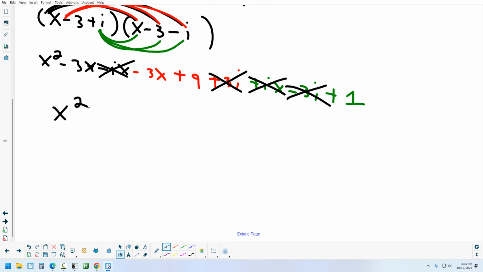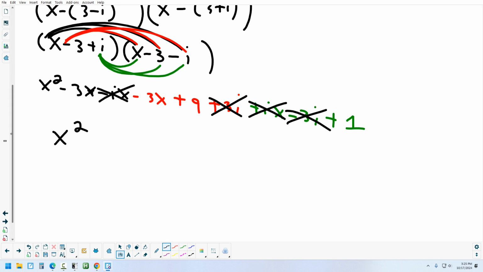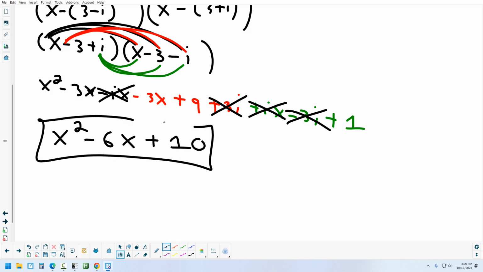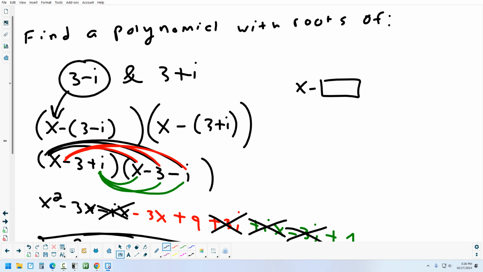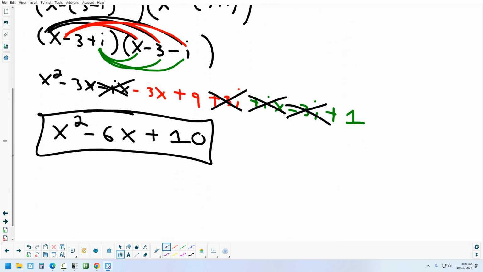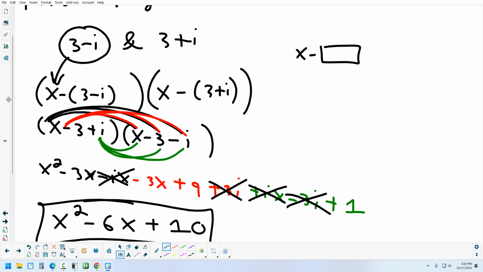So we got x squared, and what else? Minus 6x. Plus 10. Perfect. So that is a quadratic polynomial that has roots of 3 minus i and 3 plus i. If you really wanted to verify it, use the quadratic formula on it and solve it, and those are the two answers you'll get, 3 plus i and 3 minus i.